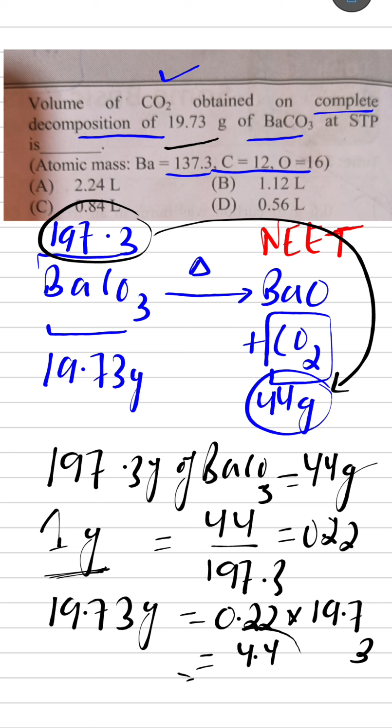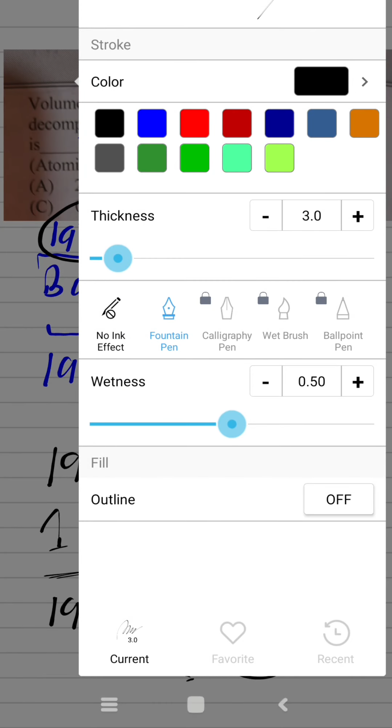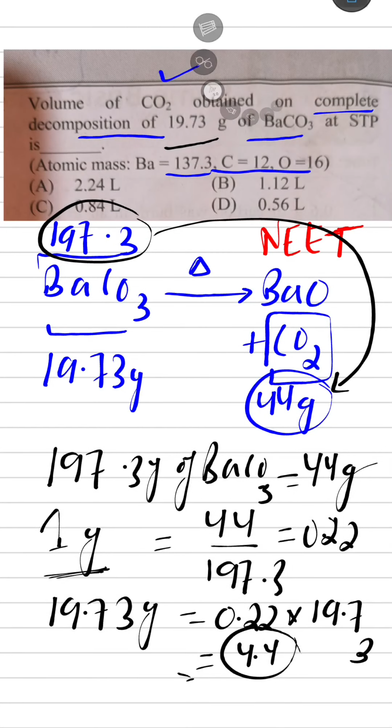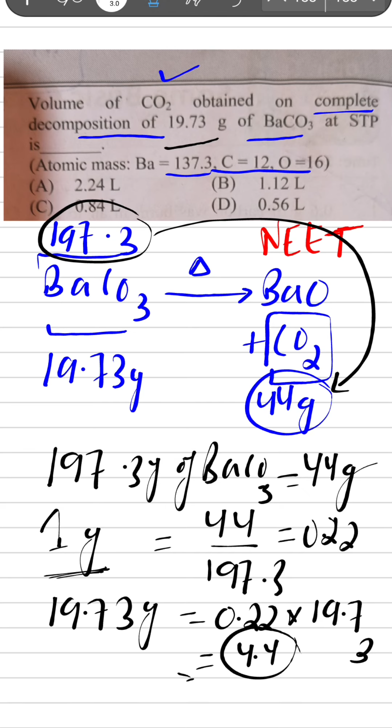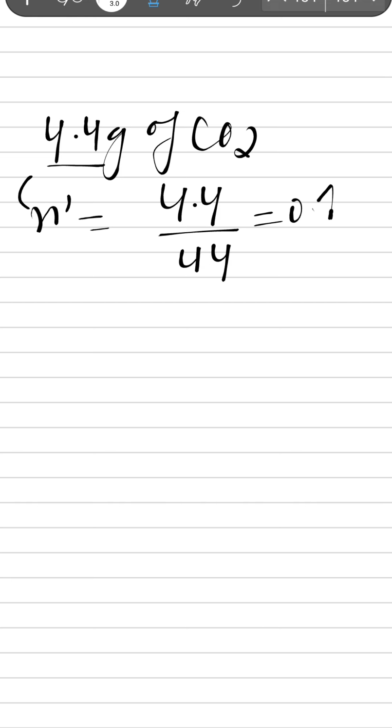Now from this 4.4 we can find out the moles. Since 4.4 gram of CO2 is formed, the number of moles of CO2 will be 4.4, which is the mass we obtained, upon the molar mass of CO2, which is 44. Upon dividing this we get 0.1. So that means 0.1 mole of CO2 will be formed.